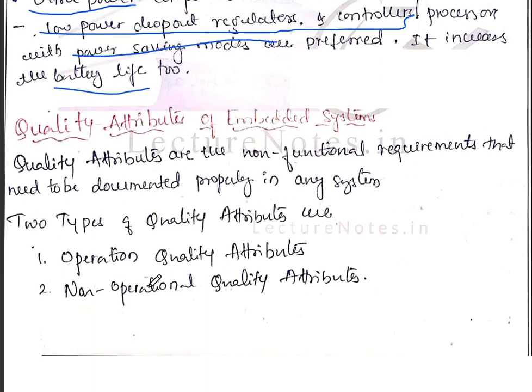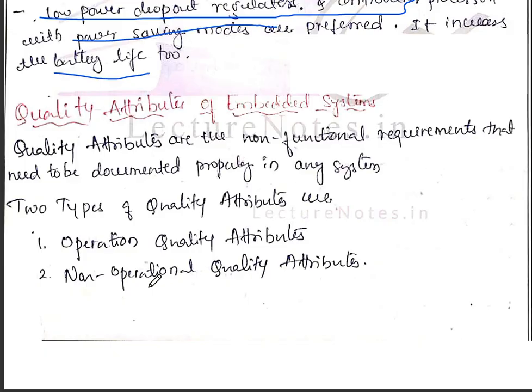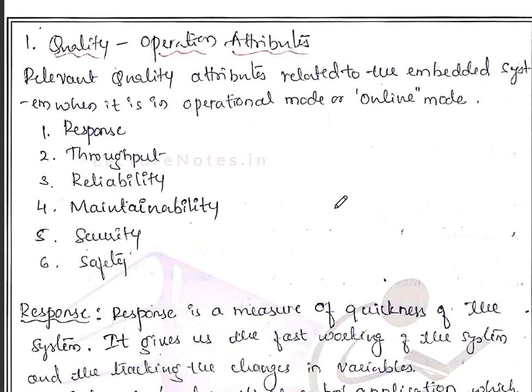So the next concept that we'll be discussing is quality attributes of an embedded system. There are two types of quality attributes in an embedded system. It is operational and non-operational quality attributes. In exam, they'll ask either one of these quality attributes, either operational or non-operational quality attributes.